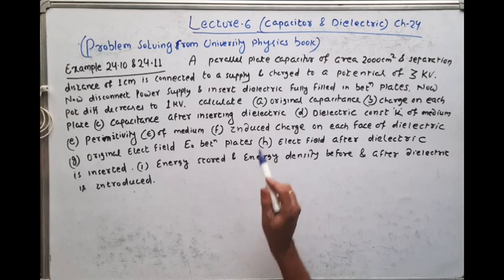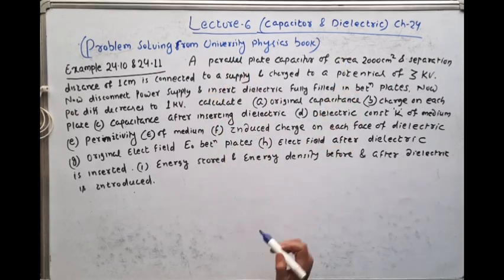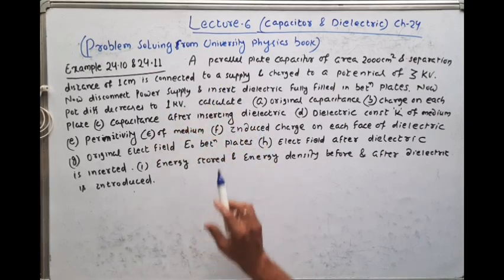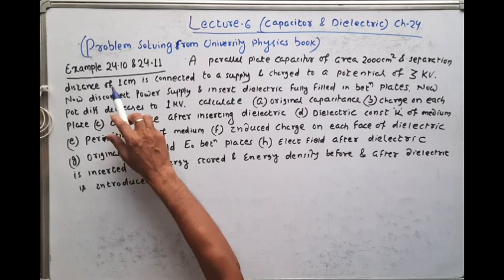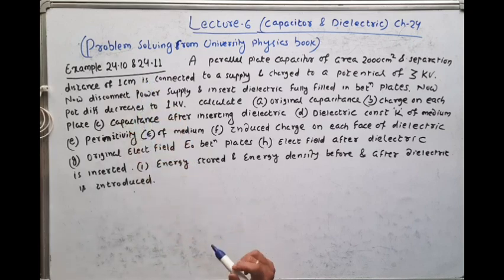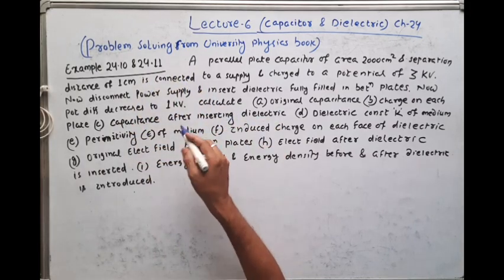Today, this is the last lecture of capacitor and dielectric. Here we will solve some numericals, particularly from the University Physics book. First, let us discuss example 24.10 and 24.11. Both problems are the same and extended.